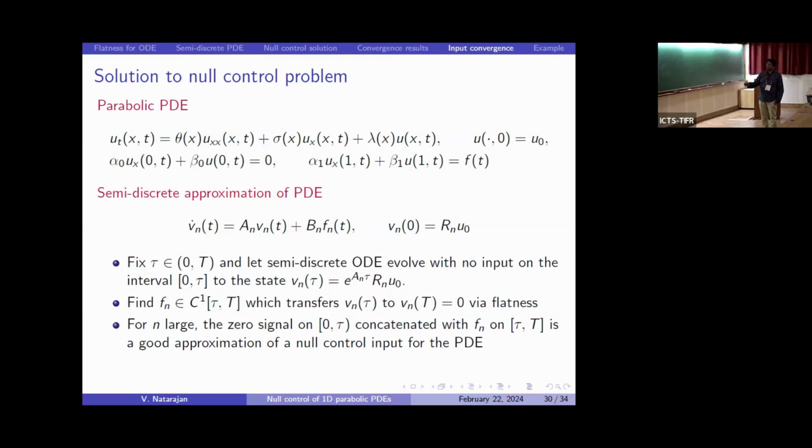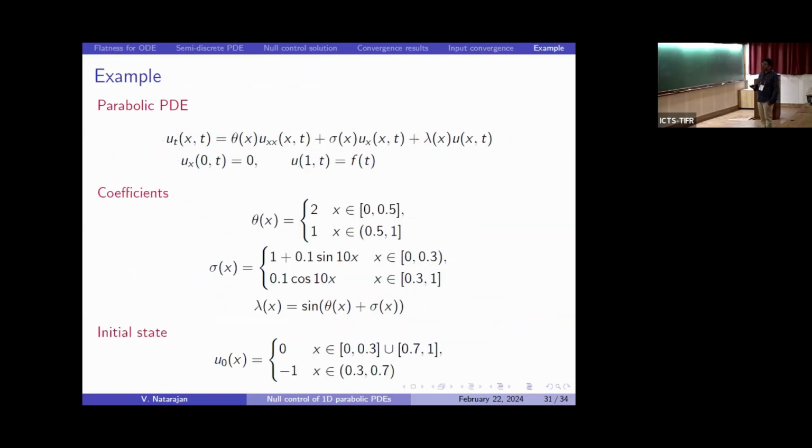You just choose an Fn which transfers Vn of tau to Vn of t equal to 0. You do this via flatness for the semi-discrete system. Now for n large, if you take this 0 signal concatenated with this Fn, this is a good approximation of the null control input for the PDE. And if you take n going to infinity, you in fact get a control signal which solves the null control problem for the PDE.